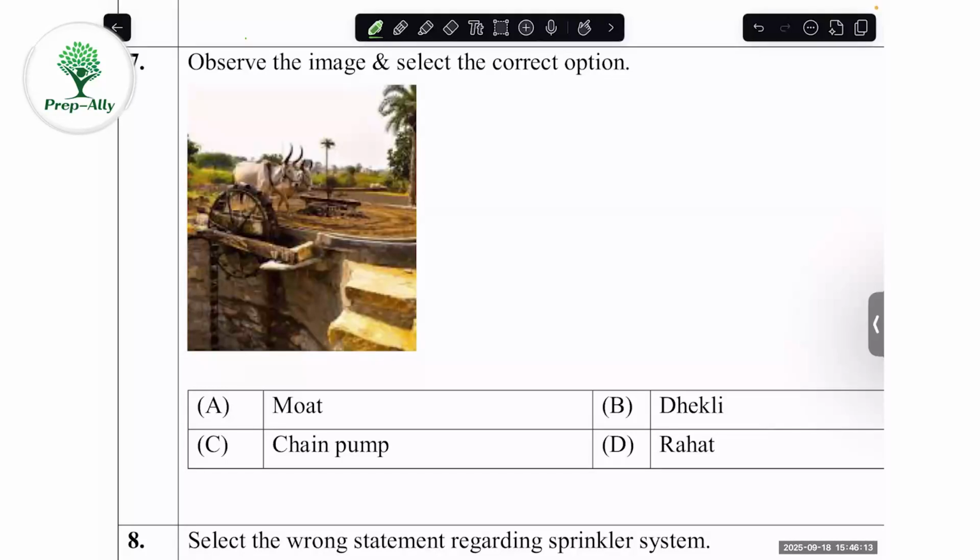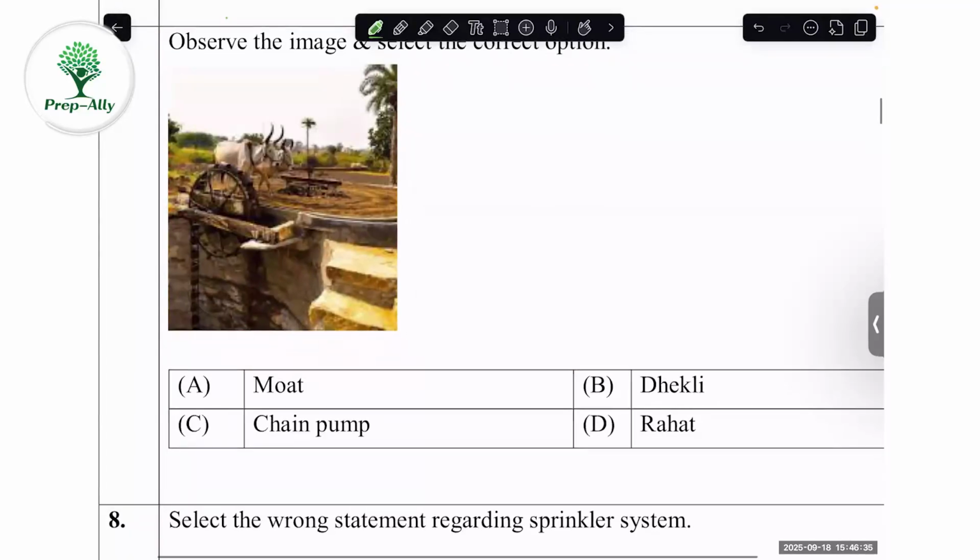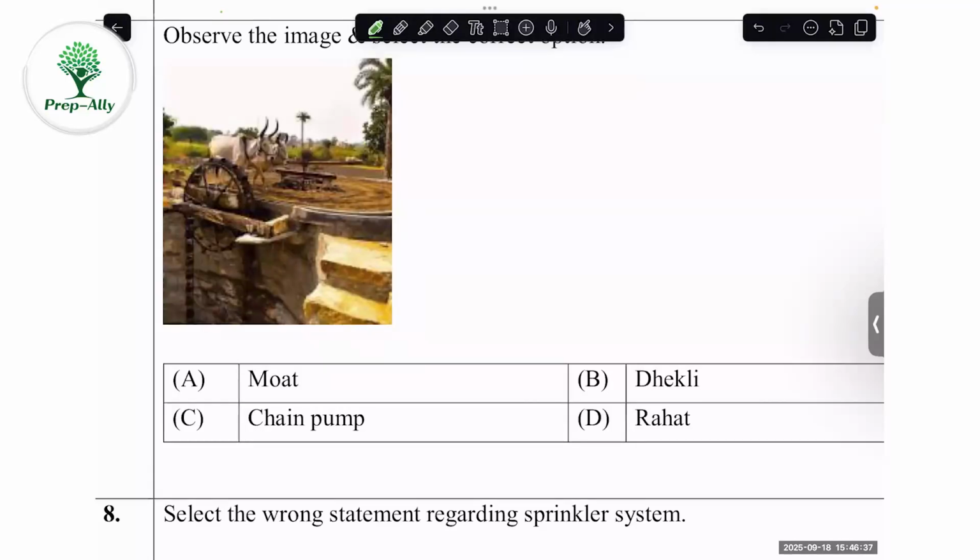Dhekli is also a traditional method where the water is fetched from a well using a stick and stone. That's a more traditional method. Take the chain pump also: it has a chakra, a wheel-like thing which rotates and helps in fetching the water. And what about the rahat? The rahat involves the use of cattle. So the correct option will be D.